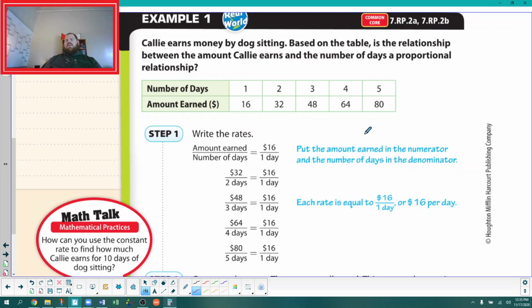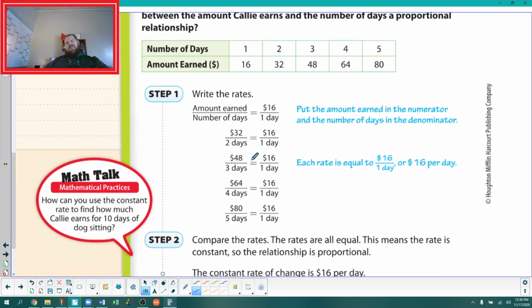So let's look at this example. It says that Callie earns money by dog sitting. Based on the table, is the relationship between the amount she earns and the number of days she works a proportional relationship? Well, if she works 1 day, she gets $16, 2 days, $32, 3 days, $48, 4 days, $64, and 5 days, $80. It turns out that each one of those, if we write them as a fraction of amount earned over number of days, they're all equal to 16/1. And I would kind of leave it to you to check those. If I divide them, do I get 16?